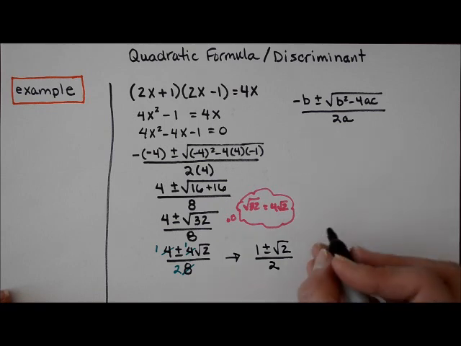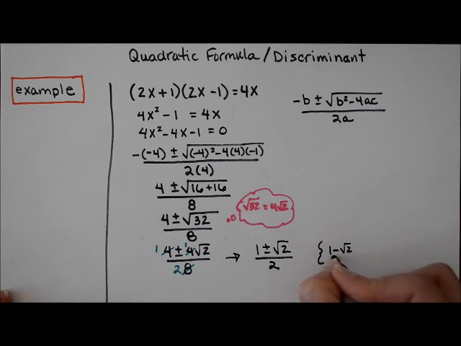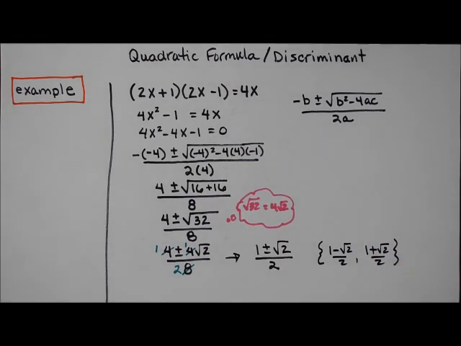Alright, so I end up with 2 roots. I have 1 minus square root 2 over 2, and I have 1 plus square root 2 over 2. Alright, and that's what I have. And now we're going to talk about the discriminant.